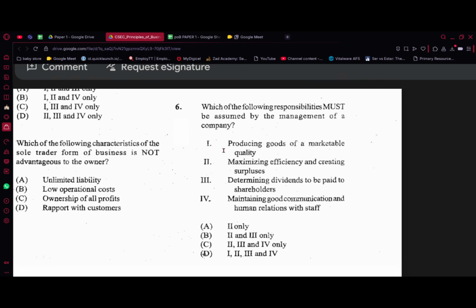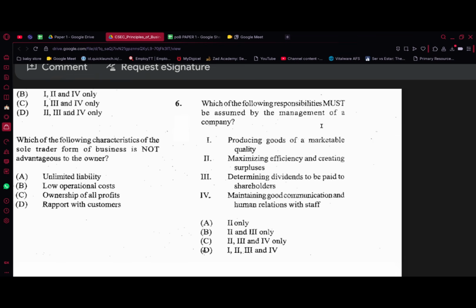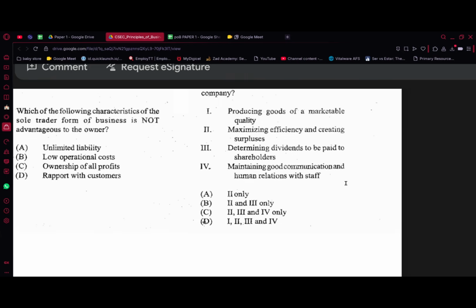Number 6. Which of the following responsibilities must be assumed by the management of a company? The answer is D. All of the above. So producing goods of a marketable quality, maximizing efficiency and creating surpluses, determining dividends to be paid to shareholders, and maintaining good communication and human relations with staff.